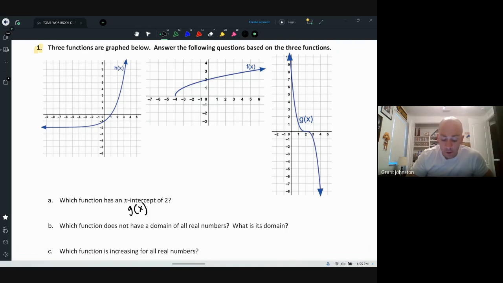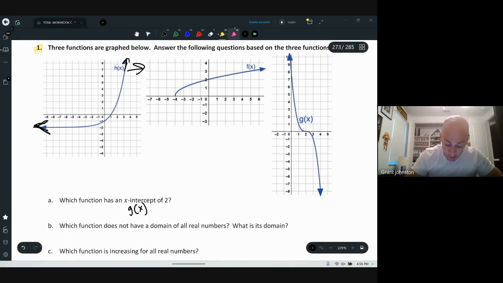B says, which function does not have a domain of all real numbers? So remember, domains are possible x values, which is like left and right, because the x-axis goes left and right. Now, H is going to go forever in the negative direction, right? And it's also going to continue to go this way as well because of this arrow. That H has a domain of all real numbers. This is asking which does not have a domain of all real numbers.